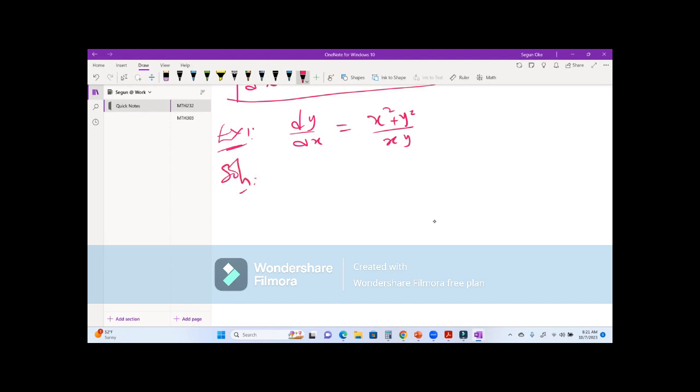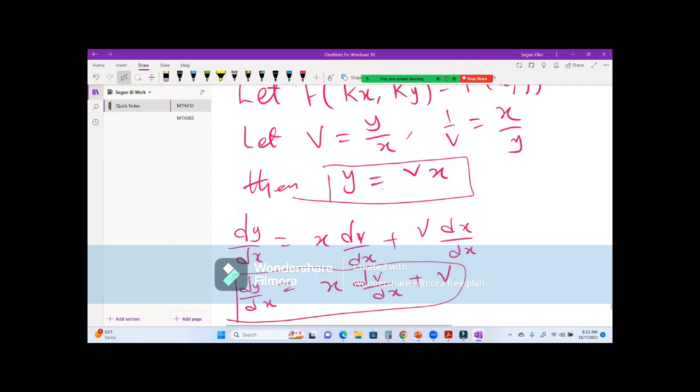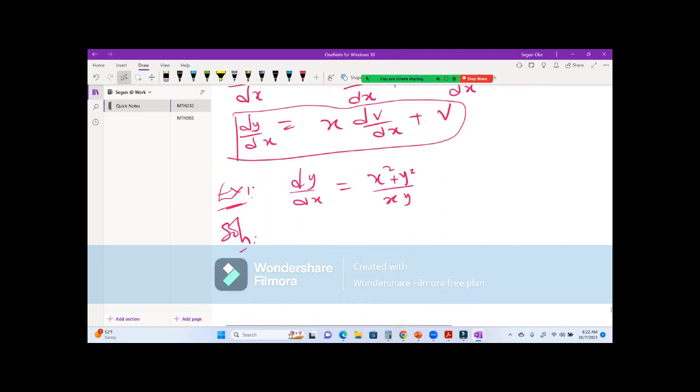Solution. The first step you need to do is to reduce down. Everything you need is this. Let's go back to this. The only way you'll be working towards this place: how do I get y over x? Or how do I get x over y? Or how do I get this? So now let's look at it.